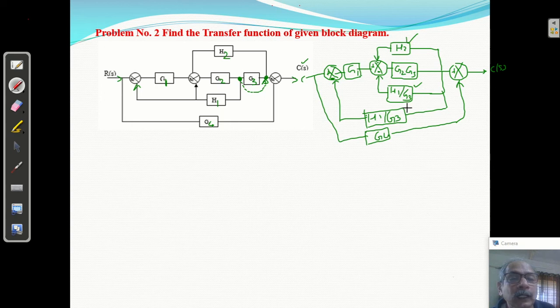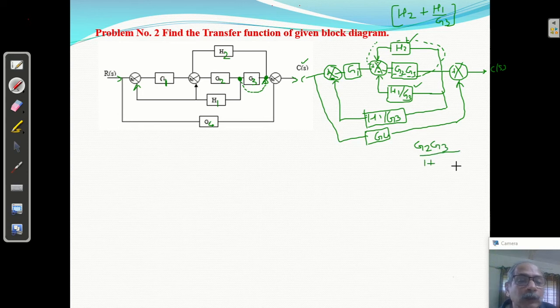Clear? So the addition of these two will be H2 plus H1 by G3, if we want. Clear? So it may become difficult, so it is better to take this feedback loop only, this feedback loop. I am going to solve it, right? So what will be its feedback loop? If you take GS, that is G2 G3 upon 1 plus, because it is a negative feedback, so plus GSHS, G2 G3 H2. Okay, so I am going to simplify it.